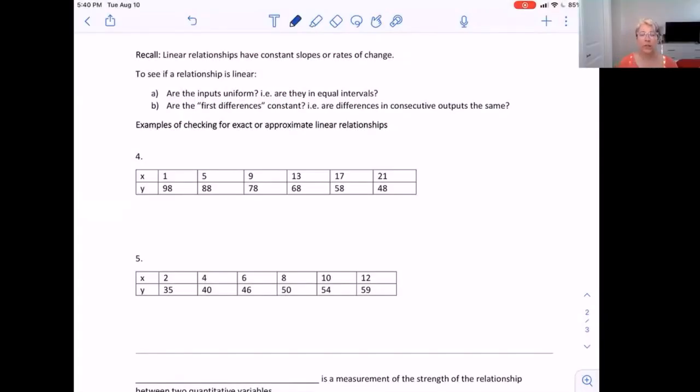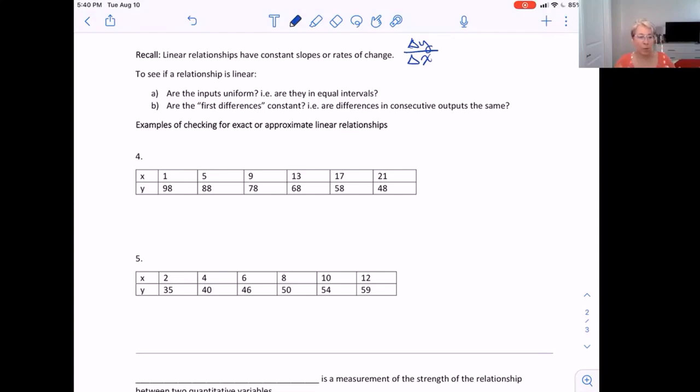So let's recall that linear relationships have constant slopes or rates of change. Remember, that's the change in your y value over the change in your x value, output over input. So to see if a relationship is in fact linear, we have to check both of those.